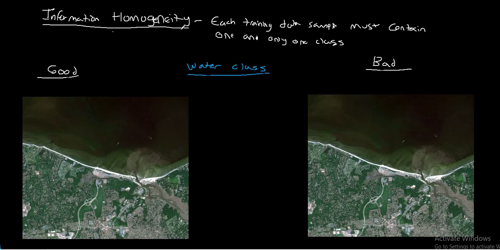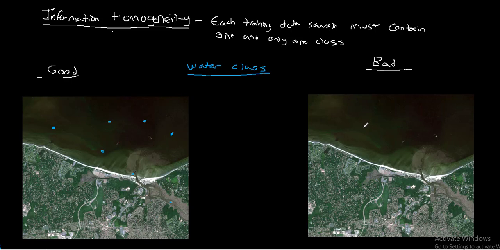When we say information homogeneity, what we mean is that we could say this point's water, this point's water, and maybe this point right here is water, and so on and so forth. You'll see that all of these points are actually water.